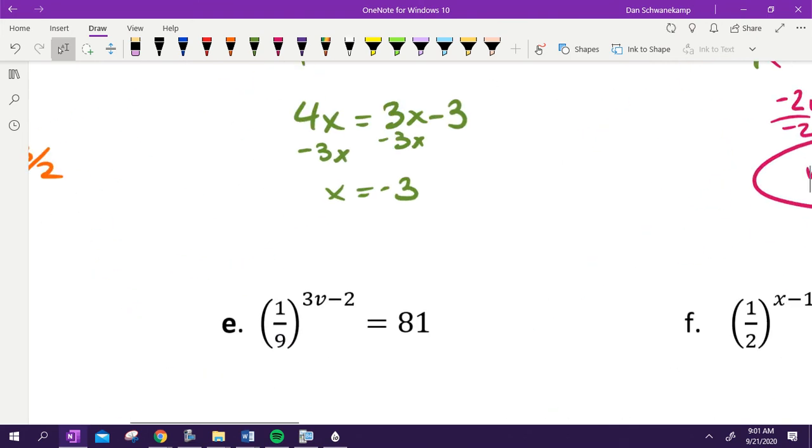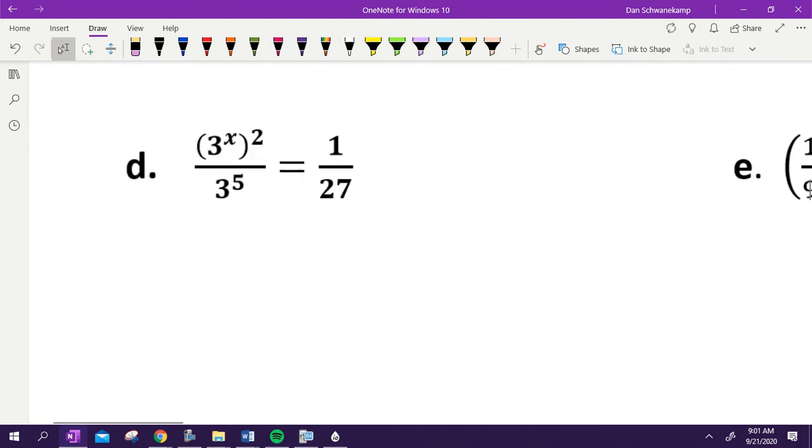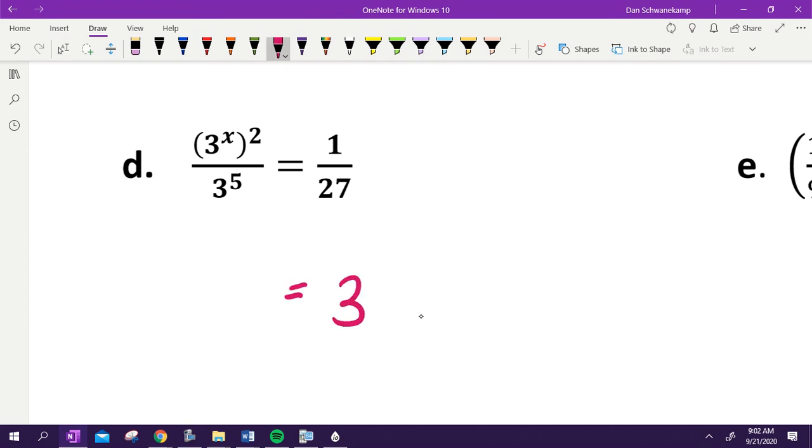Then let's get to the tricky one. Letter D. 3 to the x, all squared, over 3 to the 5th equals 1/27. What base do you think I'm going to rewrite both sides to be? I'm going to rewrite both sides to be 3. Over here, it's easy. 3 to what power gets me 27? 3, but I need a negative because it's a fraction. So 3 to the negative 3 over here.